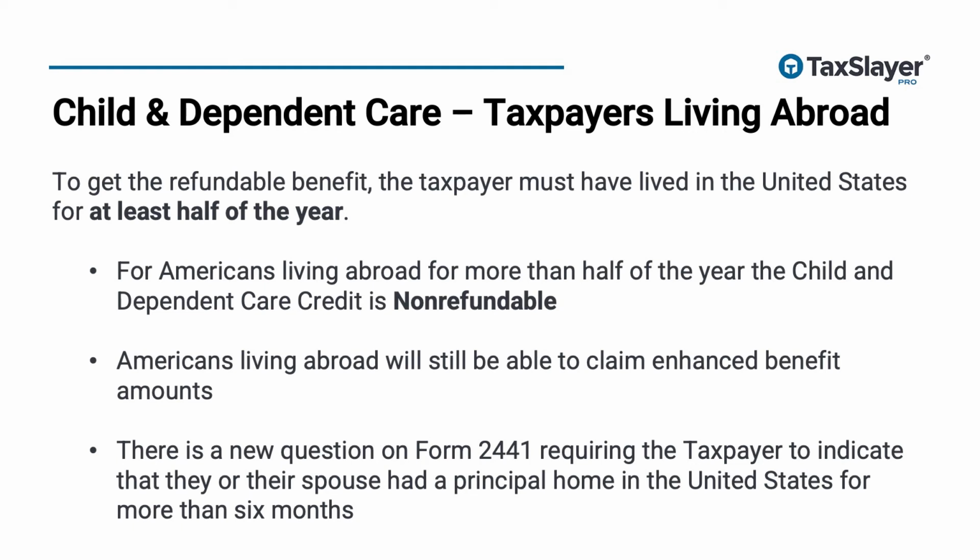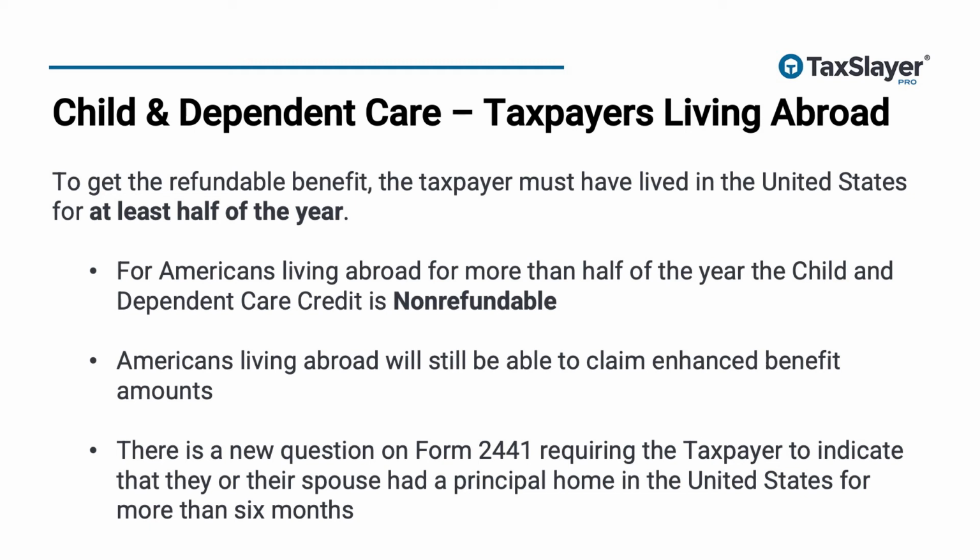However, the amounts will still be what the change is this year. So this means that if they live abroad, they will still be able to claim the credit. They still will be able to pay up to $8,000 for one child. The credit could still be 50% of that $8,000. It just will no longer be a refundable credit. It'll just simply be a non-refundable credit.